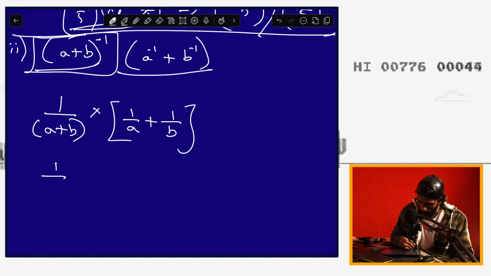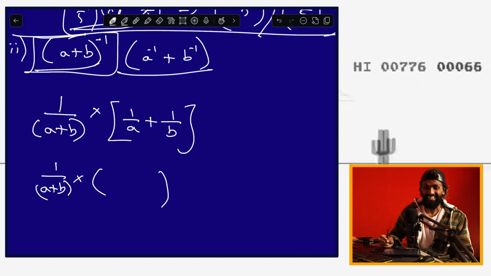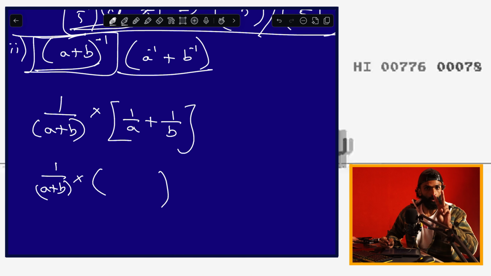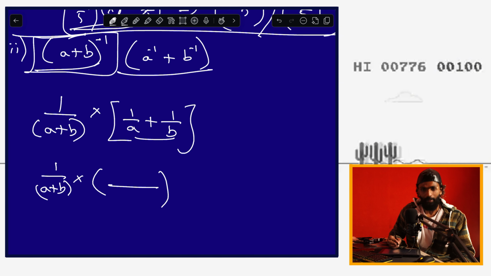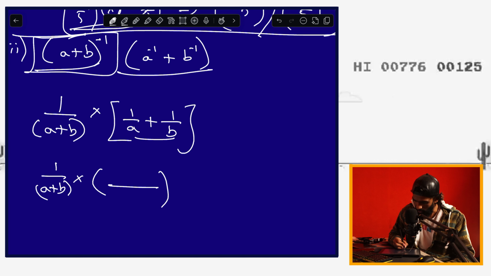And the part is 1 by (a plus b) inside the bracket. Cool. I'll put an into as it is. Now the second part can be simplified. How do I know that? There are 2 parts. Wherever there are 2 parts and you're trying to make it as 1, we obviously take LCM. How do you take LCM? You multiply the denominators. It becomes a into b. You crisscross. It becomes b plus a.